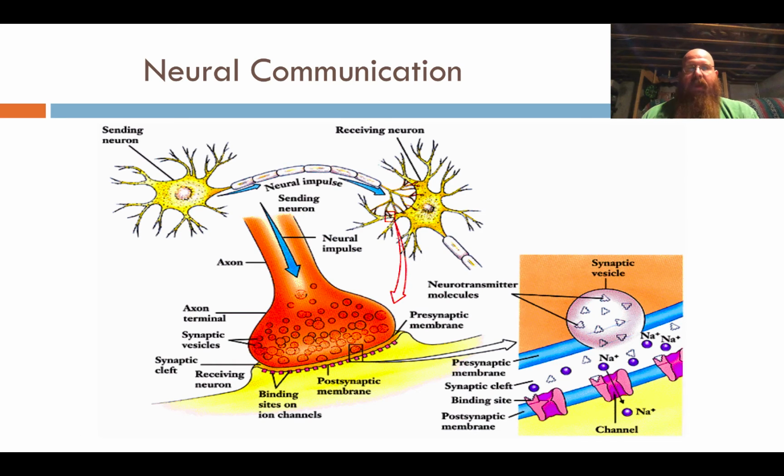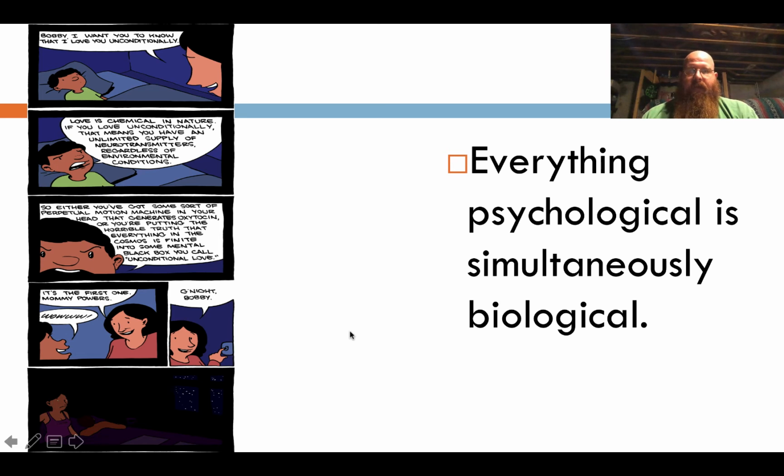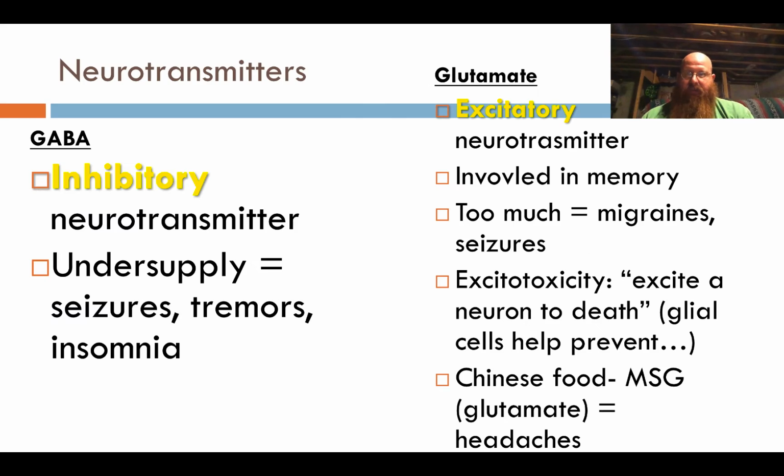So it's just a quick and dirty review of how neural communication happens. Again, an electrical impulse to a chemical message to another electrical impulse. Again, everything psychological is simultaneously biological.